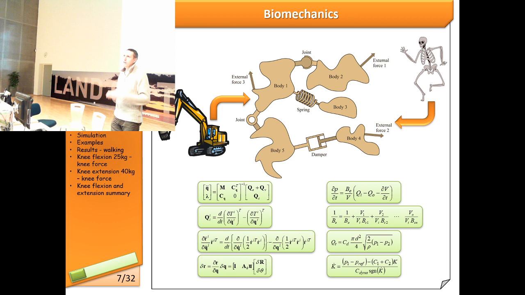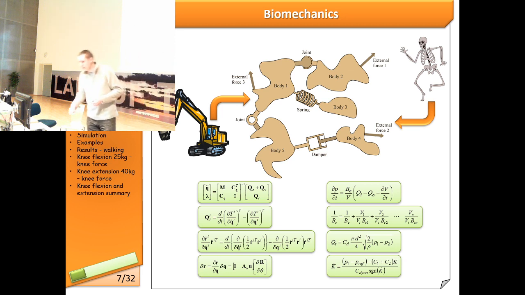Similar in human, if you have a tendon, for example, which acts as a spring and also as a damper, you can model it the same way. So using the same mathematical models, you can model both an excavator or a human. Everything, after you get this kind of conceptual model with all those elements, has to be converted into math.